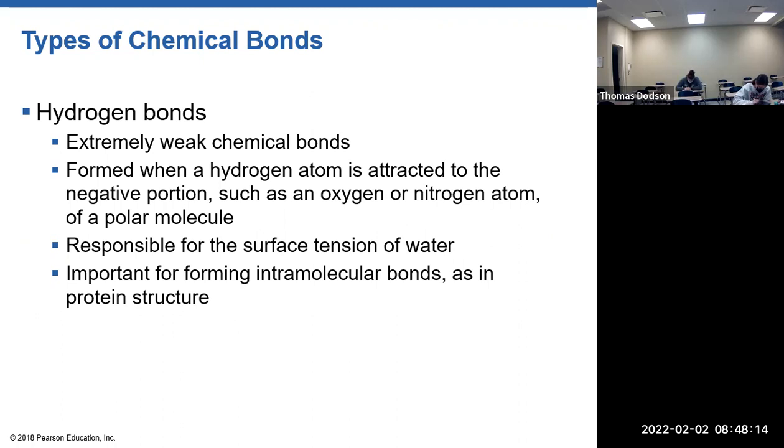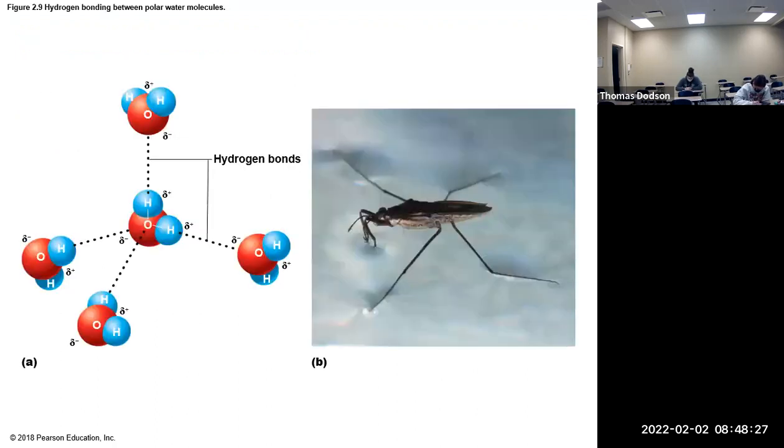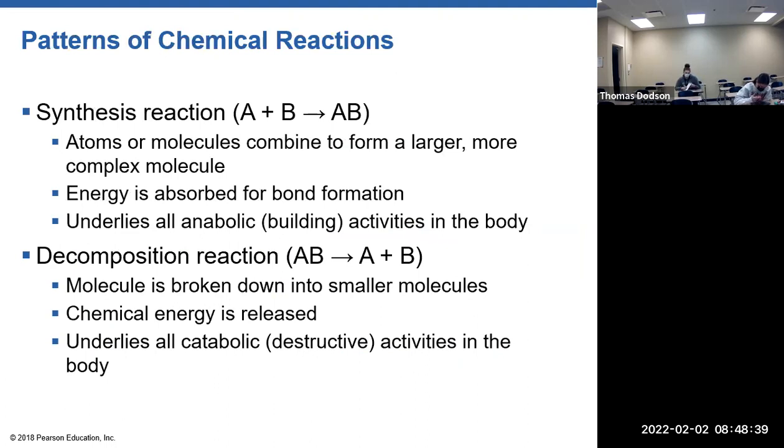Okay, and so for intramolecular bonds, like in a protein structure or the DNA strands, hydrogen bonds are extremely important because of that. Okay, and here you can just kind of see those orienting, and there's a picture here of the bug that's able to stand on top. Okay, I want to stop there because we've got about 2 minutes left, and I don't want to go into the next part just yet.